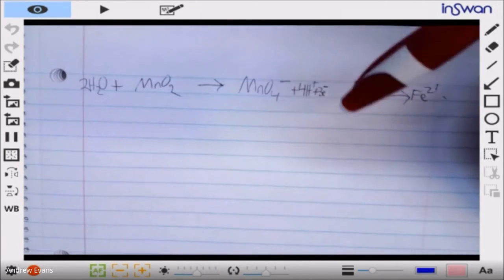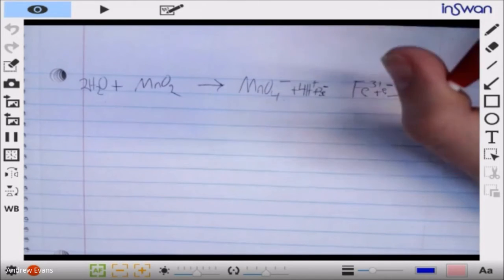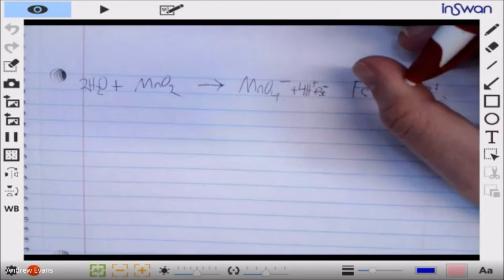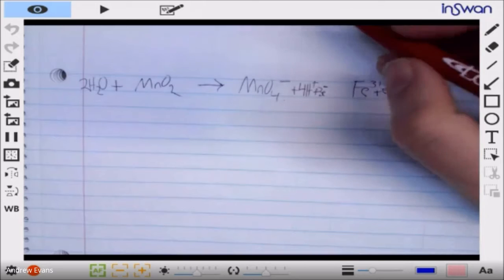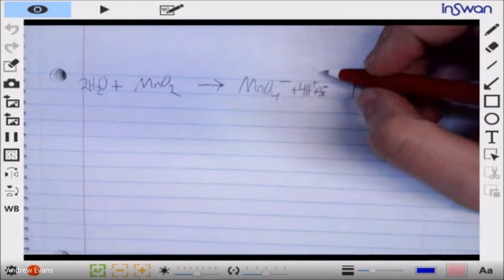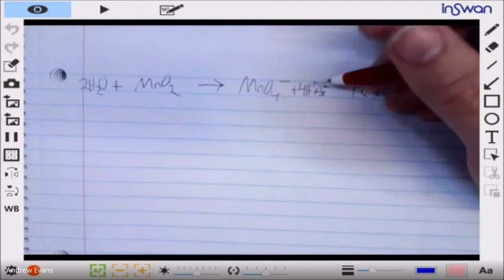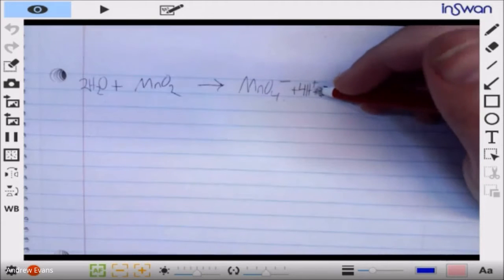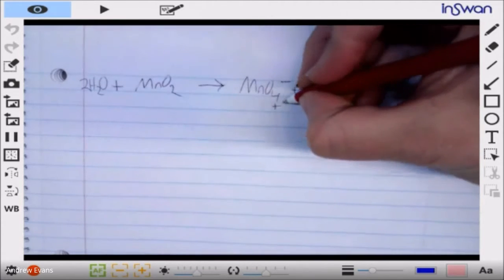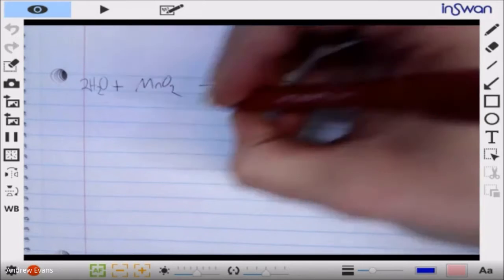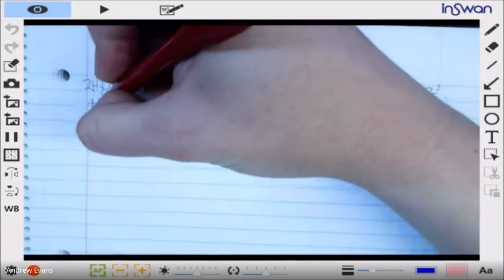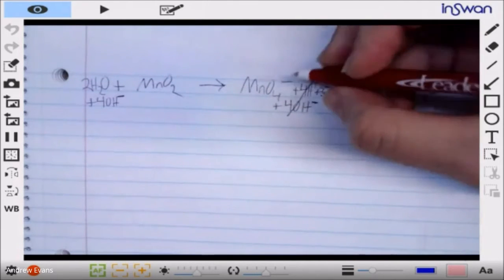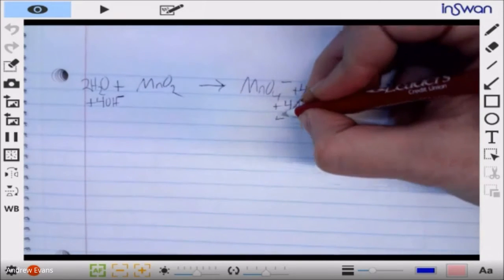Now, one other thing. This is asked to be in basic conditions. I can do this at the end, I can do this in the middle, I can do it whenever. But to make this basic, I'm going to add OH to both sides until all the acids are gone. There's 4 acid molecules on the right, so I'm going to add 4 OHs. But to add 4 OHs to one side, I have to add 4 OHs to the other. So the 4 OHs and 4 H's cancel to give you 4 water molecules.